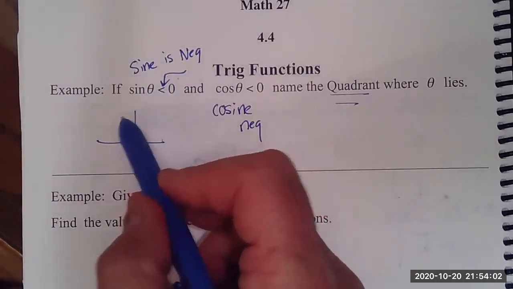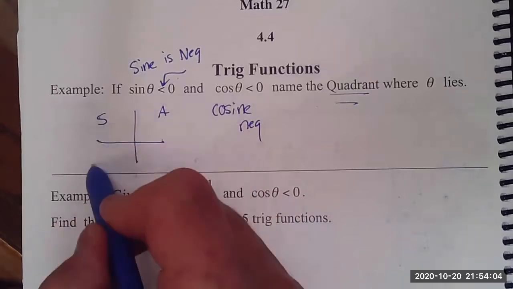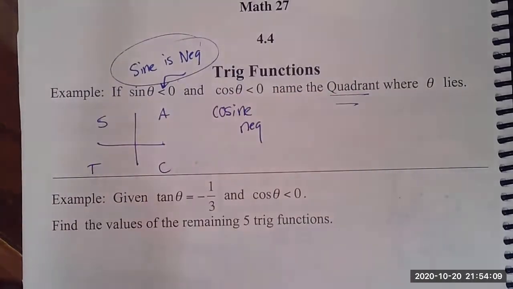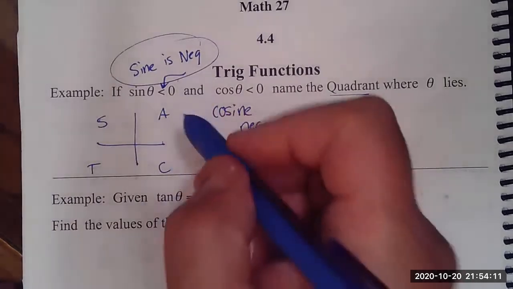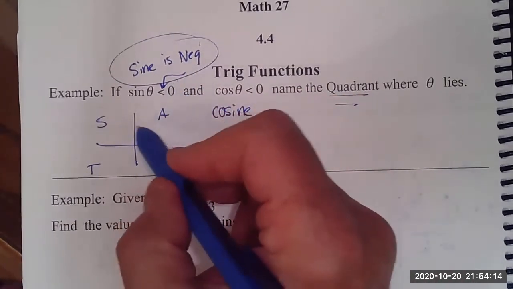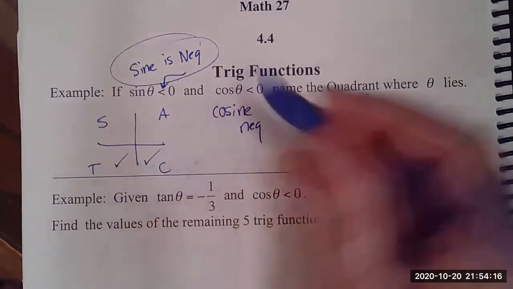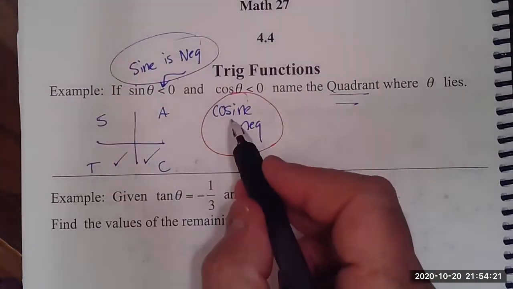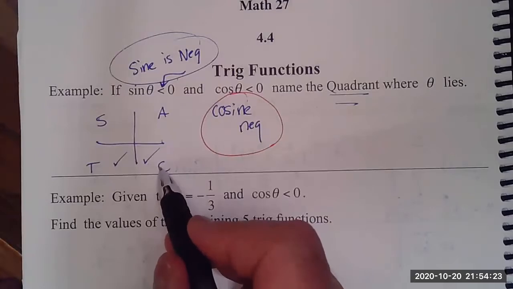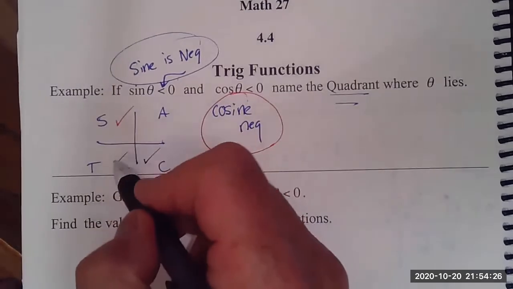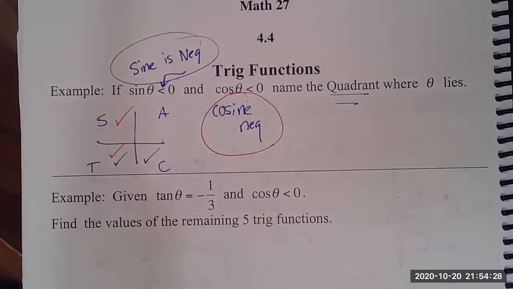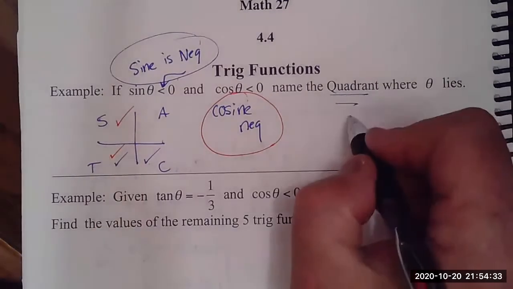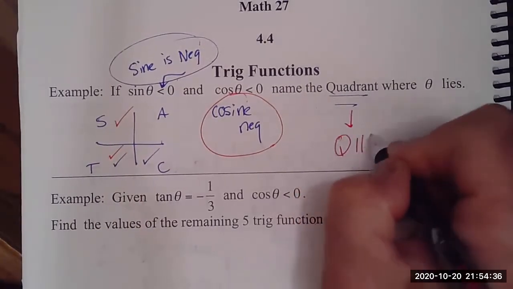Okay, sine is negative. Let's see. Sine, I'll do that in blue. Sine is positive here and positive there. So sine is negative in these two quadrants. Cosine, I'll do that in red. Cosine negative. No, C is cosine. That's positive. And so is that. So cosine is negative here and there. So where they're both negative, it would be in quadrant number 3. So the answer to this, Q3.